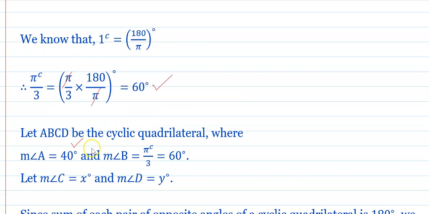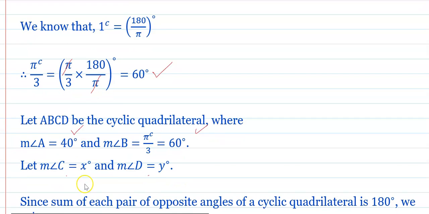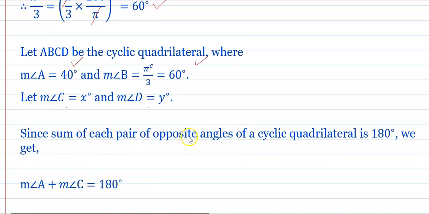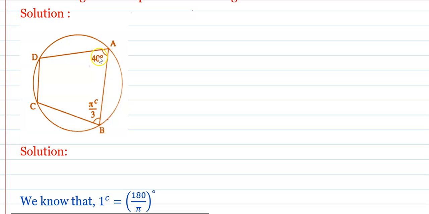These are two adjacent angles. Therefore, the angle opposite to angle A is angle C, and the angle opposite to angle B is angle D. Its measure is Y. And then their sum is equal to 180. Since the sum of the pairs of opposite angles of a cyclic quadrilateral is 180, we get measure of angle A plus measure of angle C is equal to 180. See this here.